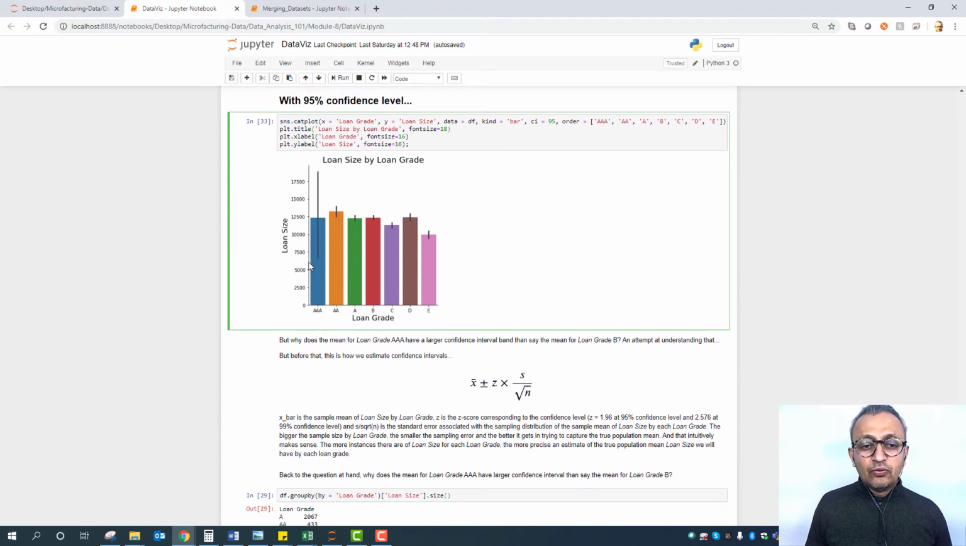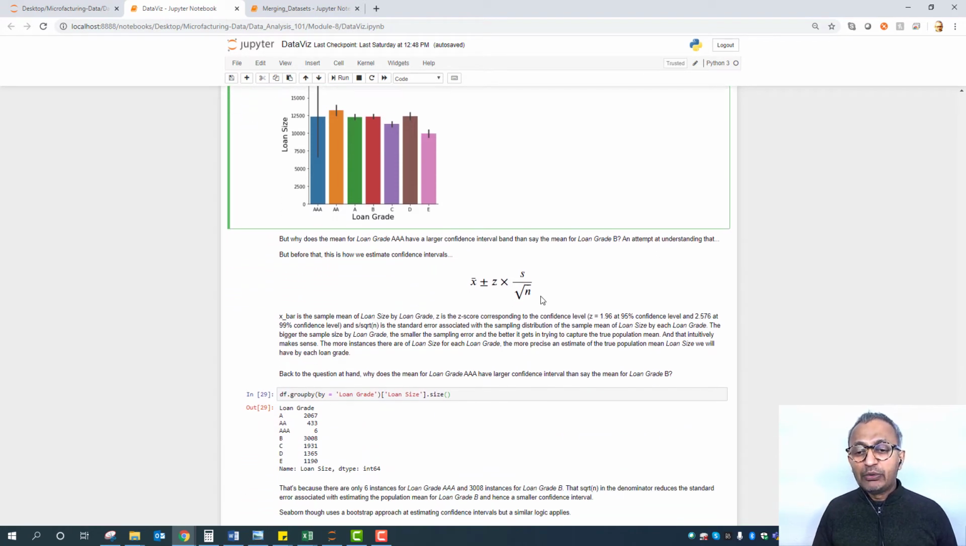and so why do we have a longer band, the confidence interval, in some cases, for example AAA, versus a very short interval for say loan grade B, right? And that is because of the sample size, right? So let's say you have this loan grade AAA, and you take this data, and you estimate the sample mean for each loan grade, right?